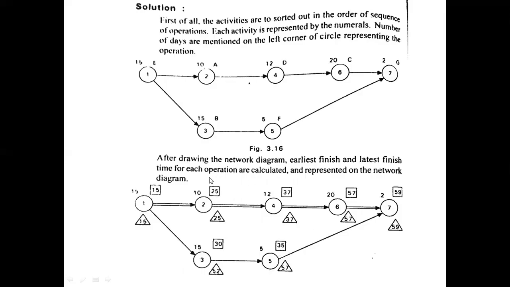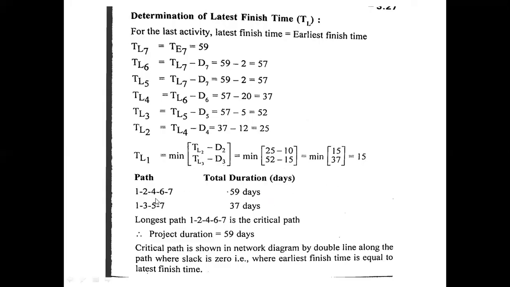So in this path 1, 3, 5, 7, what you are going to get is 37. If you consider this path, 15 plus 15, 30, 30 plus 5, 35, plus 2, 37. In this case, you are going to get 37. And here 1, 2, 4, 6, 7, you are going to get 59. So the longest path, the path which is going to take the largest time duration, can be considered as the critical path.